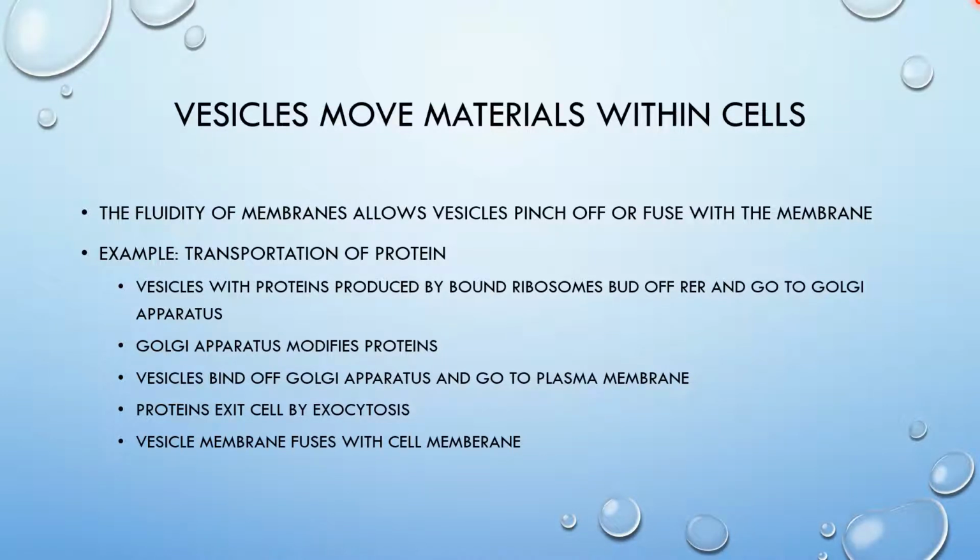So vesicles with proteins produced by bound ribosomes bud off the rough endoplasmic reticulum and go to the Golgi apparatus. The Golgi apparatus modifies proteins, and from there, the vesicles bud off the Golgi apparatus with the modified proteins and then go to the plasma membrane. The vesicles fuse with the plasma membrane, releasing the proteins by exocytosis.